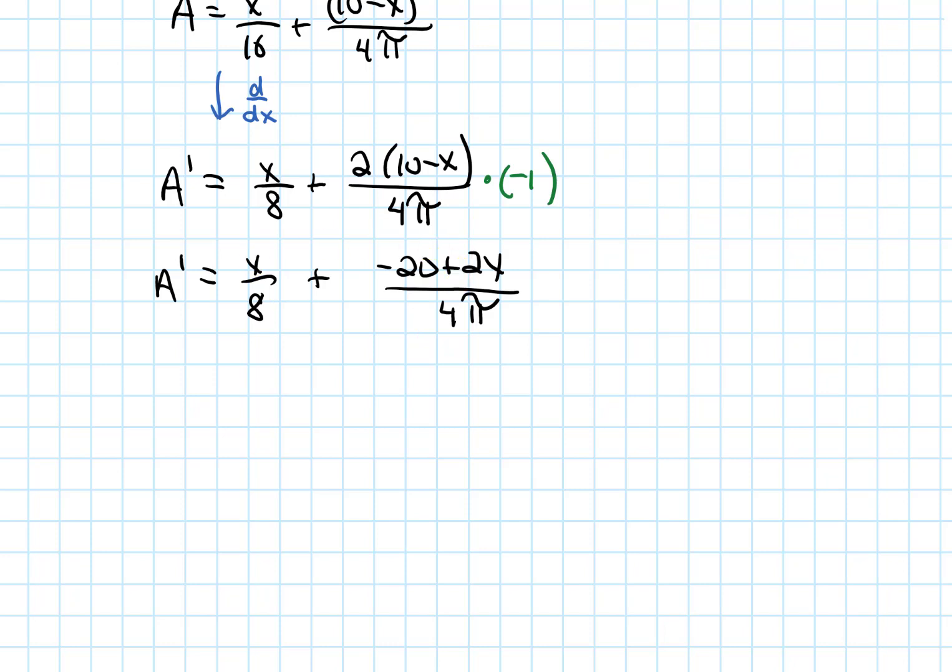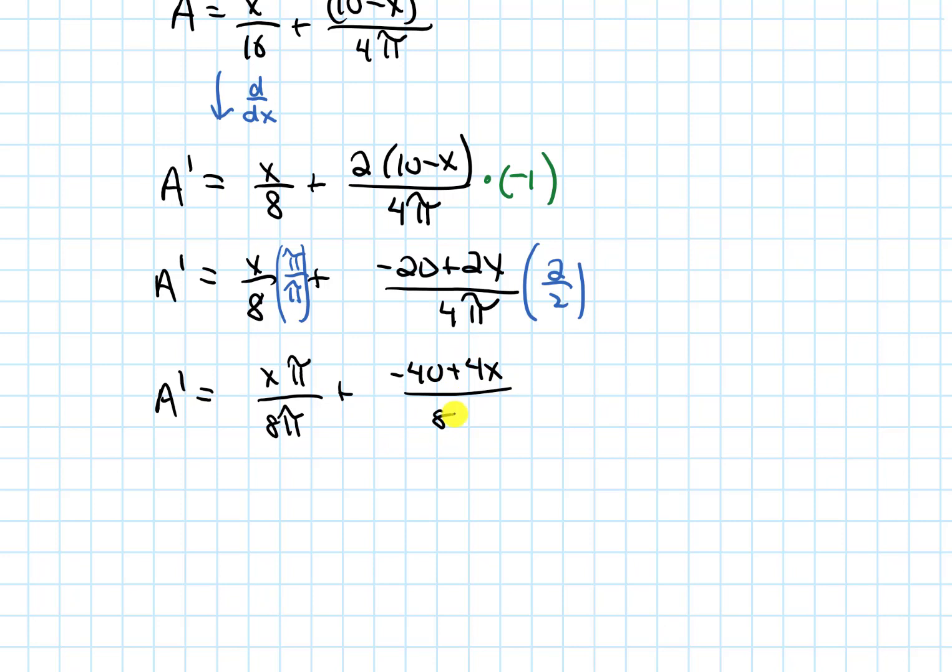Let's get a common denominator. So the first fraction I'll multiply by pi over pi on the top and bottom. The next one I'll multiply by 2 over 2. So that gives us A prime equals x pi over 8 pi, and then plus negative 40 plus 4x over 8 pi. So now we can combine these and get A prime equals x pi plus 4x minus 40 over 8 pi.